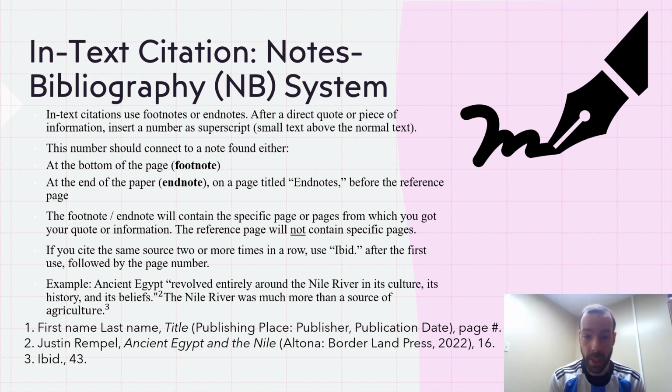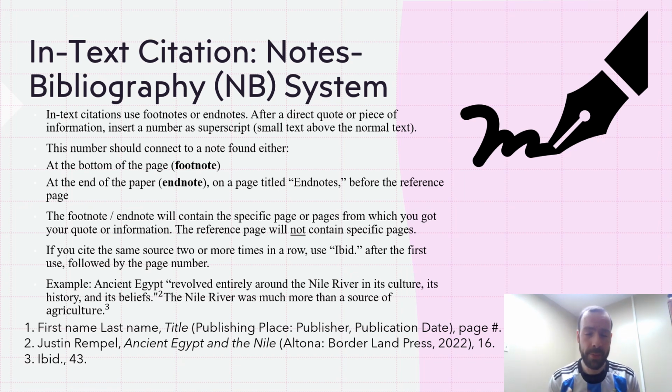You put the first name and the last name of the author in order, and then a comma, and then the title of your work in italics, and then in parentheses, all the publishing information. The publishing place, a colon, the publisher, a comma, and the publication date, and then you close the parentheses. Then there's a comma, and the last piece of information you include is the specific page number or numbers where that information came from.